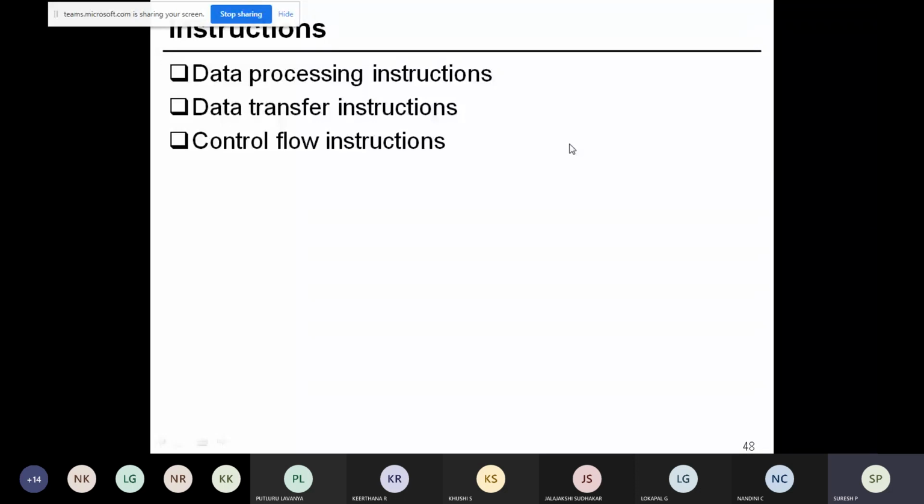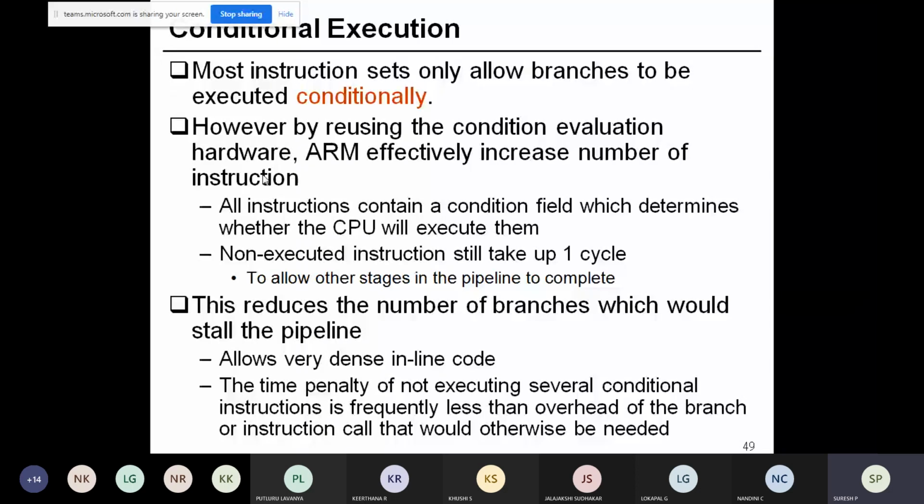Now, when it comes to instructions, what are the different types of instructions your ARM is going to support? The ARM instruction set is classified into 3 types: data processing instructions, data transfer instructions, and control flow instructions. Next is conditional execution, since control flow is nothing but conditional execution.